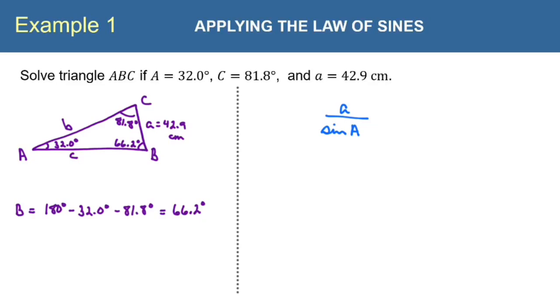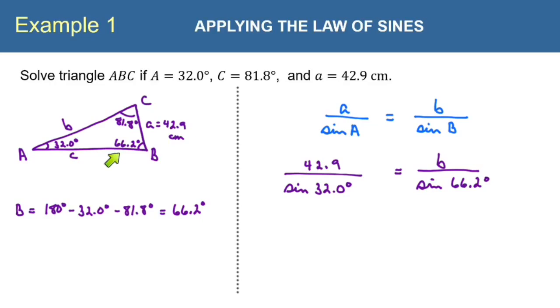So we're definitely going to use A over the sine of A. And let's say we want to find side B first. That means the other ratio we would use would be B over the sine of angle B. Now let's plug our known values into this equation. We do know that side A is 42.9 centimeters, and we do know that angle A is 32.0 degrees. So I've got 42.9 over the sine of 32.0 degrees. That's equal to side B, which is what I'm trying to find, over the sine of angle B, which we know is 66.2 degrees.